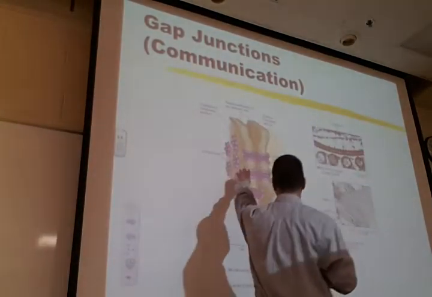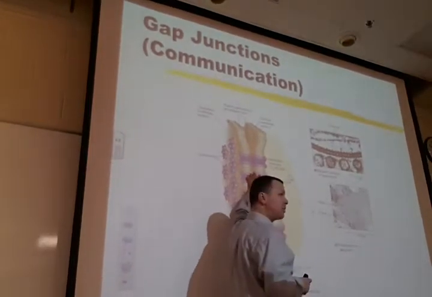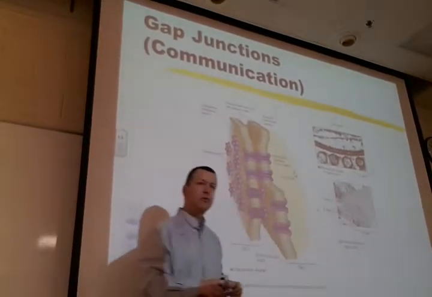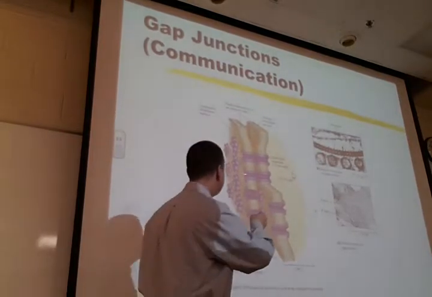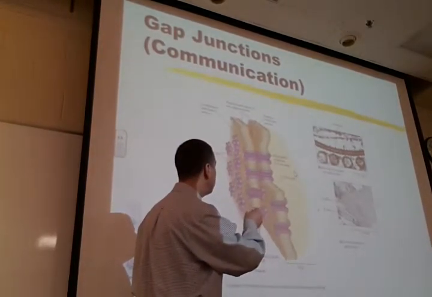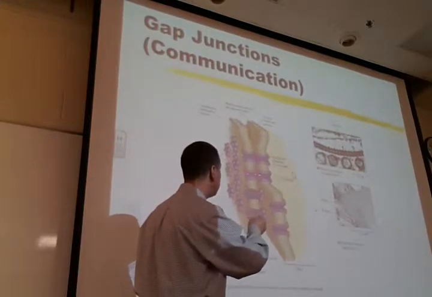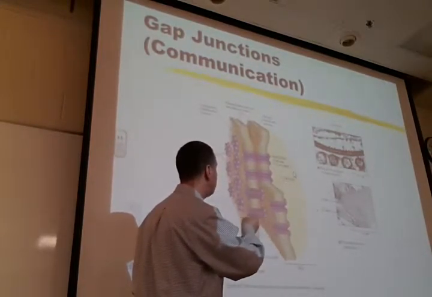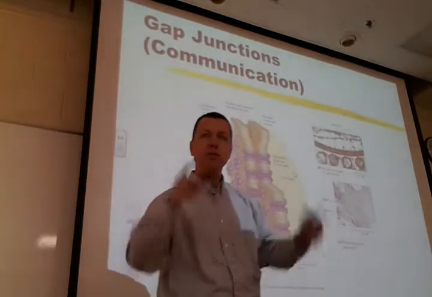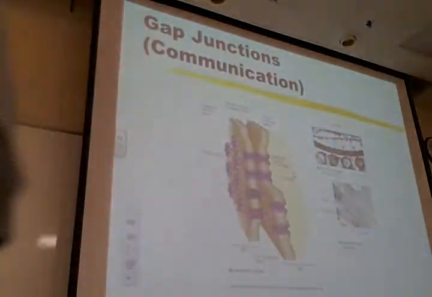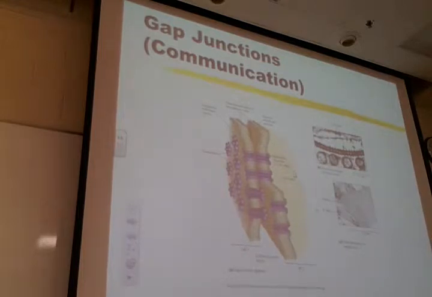And then a connexon from one cell lines up with a connexon from the cell next door. And as you can see, the way they're put together creates this channel or pore between the two cytoplasms of the two adjacent cells. So they make this direct connection, a direct pore across the two cells, so that small molecules can go from one cell to the other.